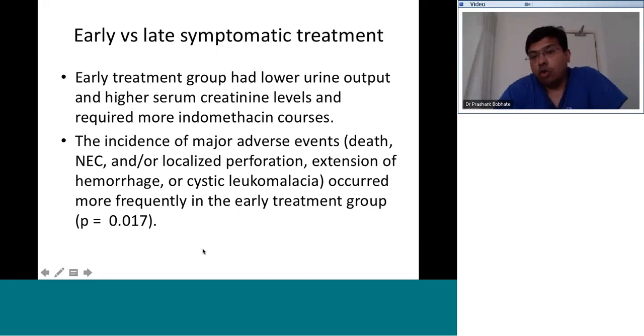Early treatment group had more complications. They had lower urine output, higher serum creatinine, required more indomethacin courses. The incidence of major adverse events was very high in the patients who received early symptomatic therapy. So although the PDA was getting closed, it was getting closed at a price, and the price was higher side effects, including death, NEC, perforation, hemorrhage, cystic leukomalacia, which occurred more frequently in the early treatment group versus the late symptomatic treatment group.